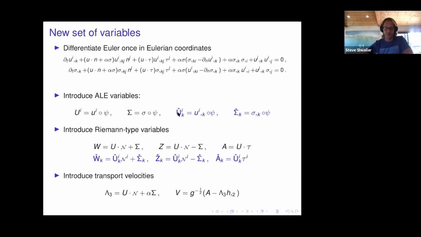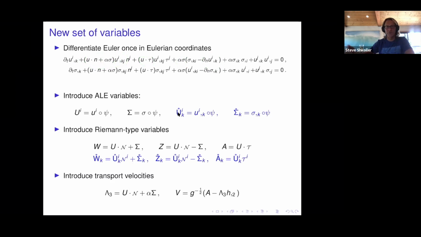So if you want to play this game, you have to first differentiate the Euler equations once in Eulerian coordinates. Again, this looks hideous if you're not used to it. The comma k just means partial xk, if you like. Partial kj means partial squared, partial xk, partial xj, etc. So you differentiate the Euler equations once, but you're not done yet. You then have to change the transport velocity, which used to be u, into u dot n plus alpha sigma plus the tangential component, and then you have to subtract off what you just added here. And this is so that you can write the system.